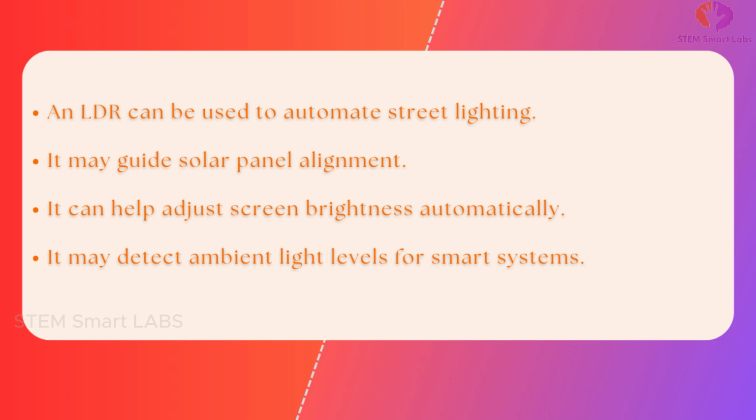The LDR can be used in automated street lighting systems. It can also be used in solar panels that align themselves in the direction of the sun. It can be used to adjust the screen brightness automatically. It may even detect ambient light, just like in this project, for smart lighting systems.